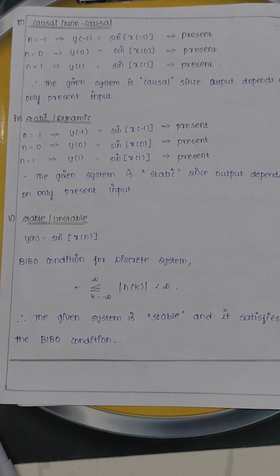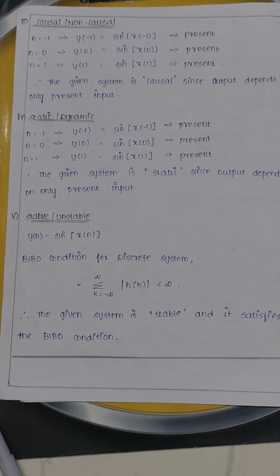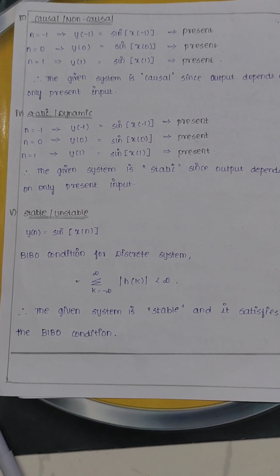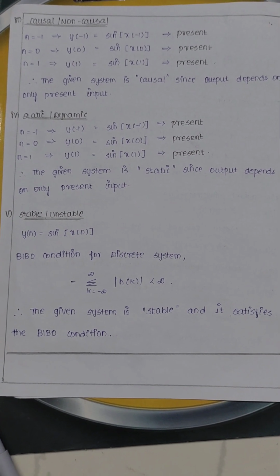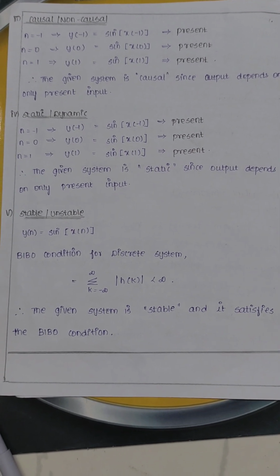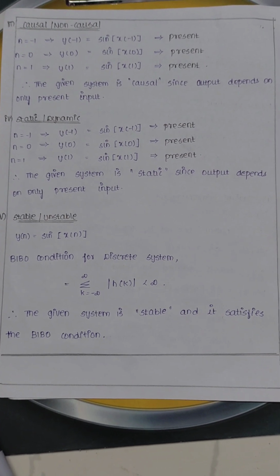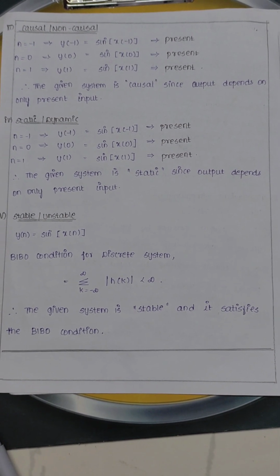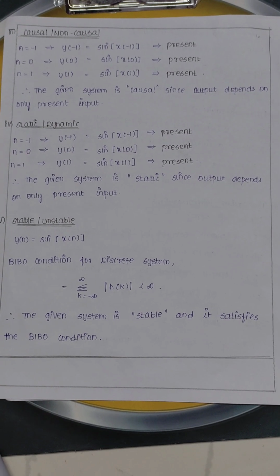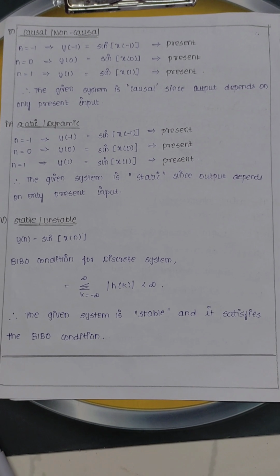When I put n equal to minus 1, sine x of minus 1. When I put n equal to 0, sine x of 0. When I put n equal to 1, sine x of 1. All vary with respect to the present values. So all depend only on the present values. Hence the given system is called a causal system because it depends on the present values. Present and past indicate causal, future indicates a non-causal system.